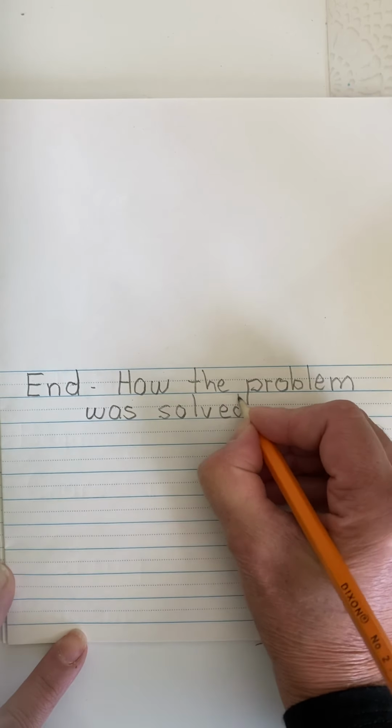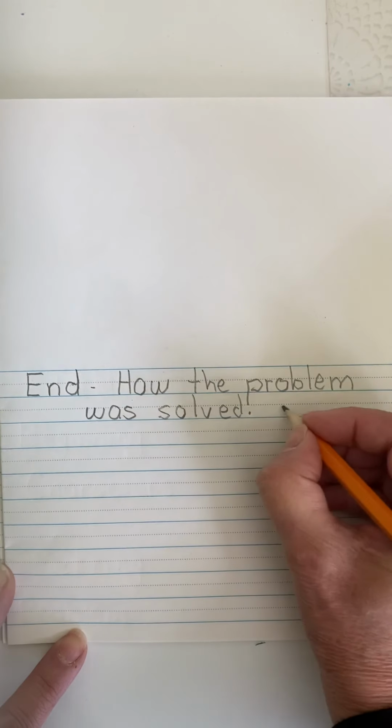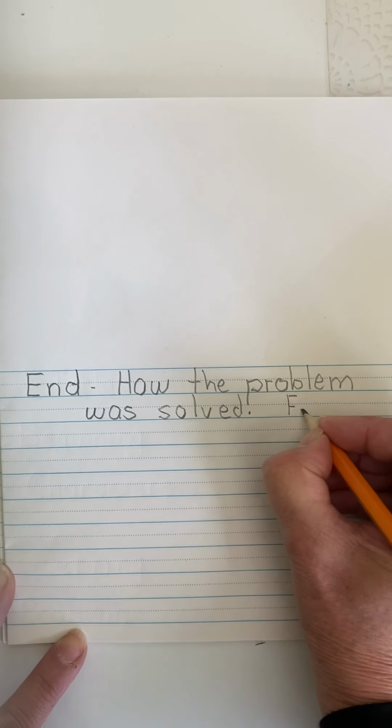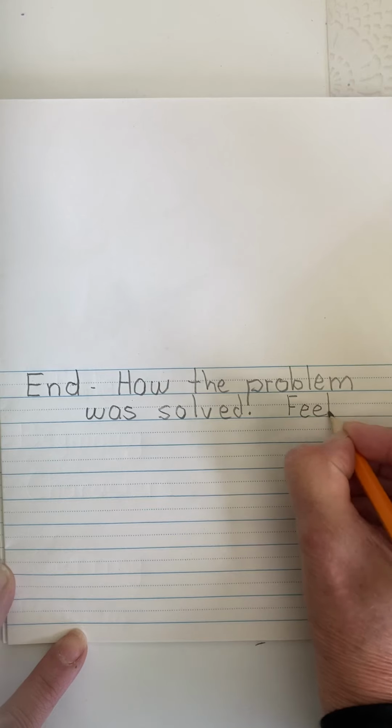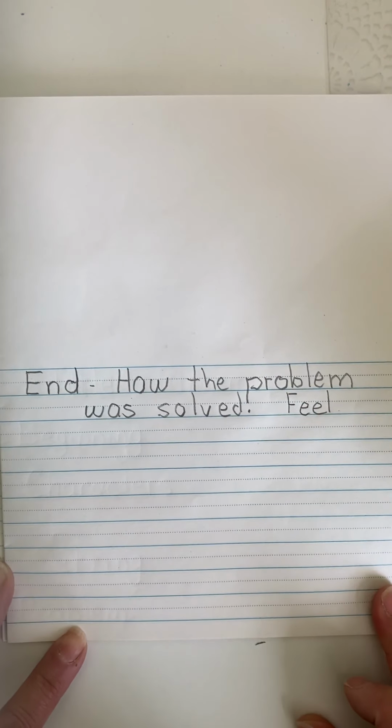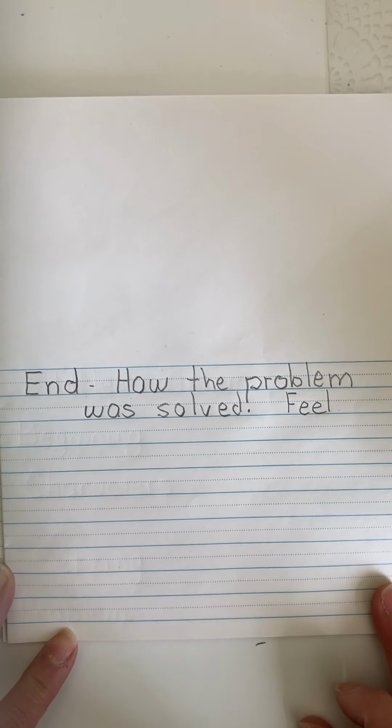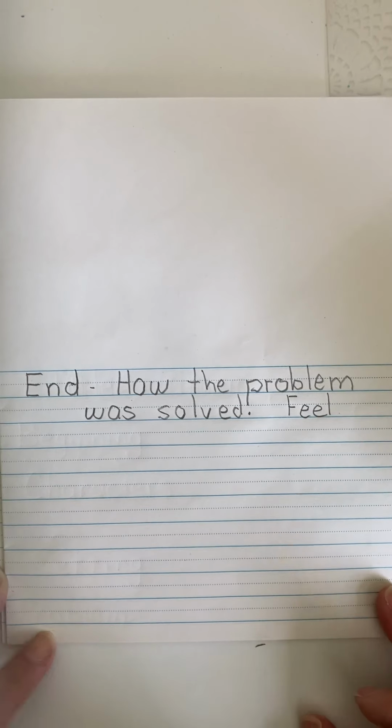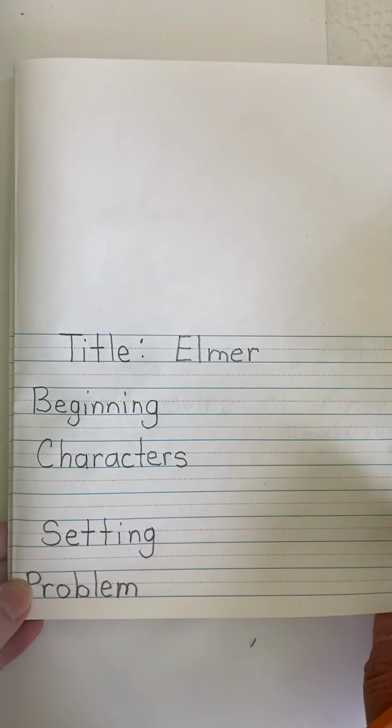And if you want to get even fancier, you can tell me how the characters feel at the end of the story. Okay? All right, grade 2, you are on your own. And then when you're done, I'd love to see a picture. Oh, and if you want to, you could also draw a picture of Elmer. I think that would make a really cool picture. All right, send me a picture when you're done.